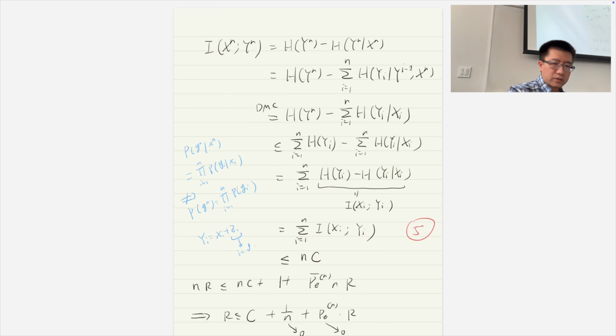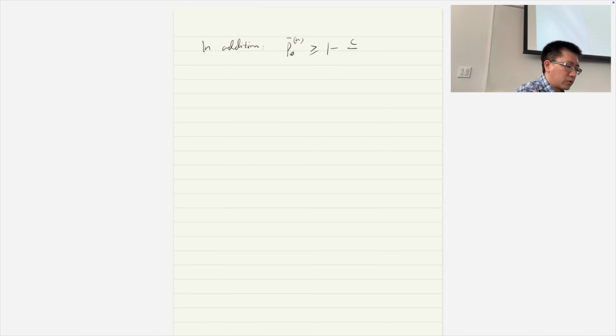So one thing we need to be a bit careful about here is, in addition, this is the error probability lower bound, right? Because we have this, we can have a lower bound for our error probability, P bar, which is equal to 1 minus C over R minus 1 over NR. And here, clearly, if R is bigger than C, then this guy is bigger than the denominator, is bigger than the numerator.